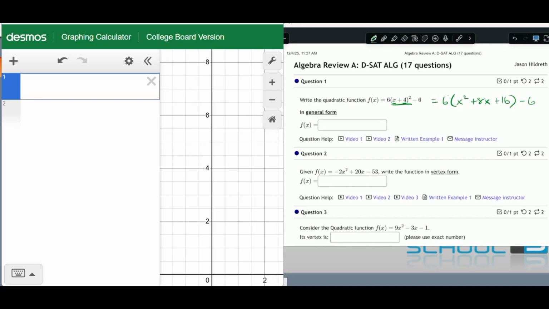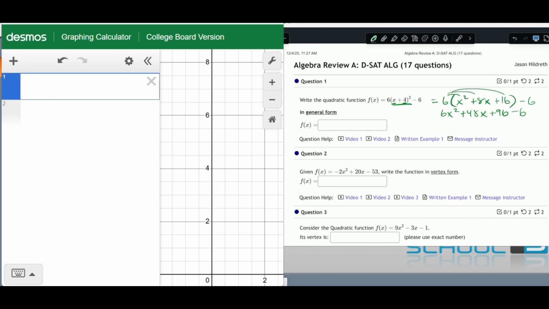Distribute your 6 now. Get rid of our grouping symbols completely. So we get 6x squared. 6 times 8 is 48x. 6 times 16, if you're mentally calculating that, just do it in parts. 6 times 10 is 60. 6 times 6 is 36. 60 plus 36 is 96.